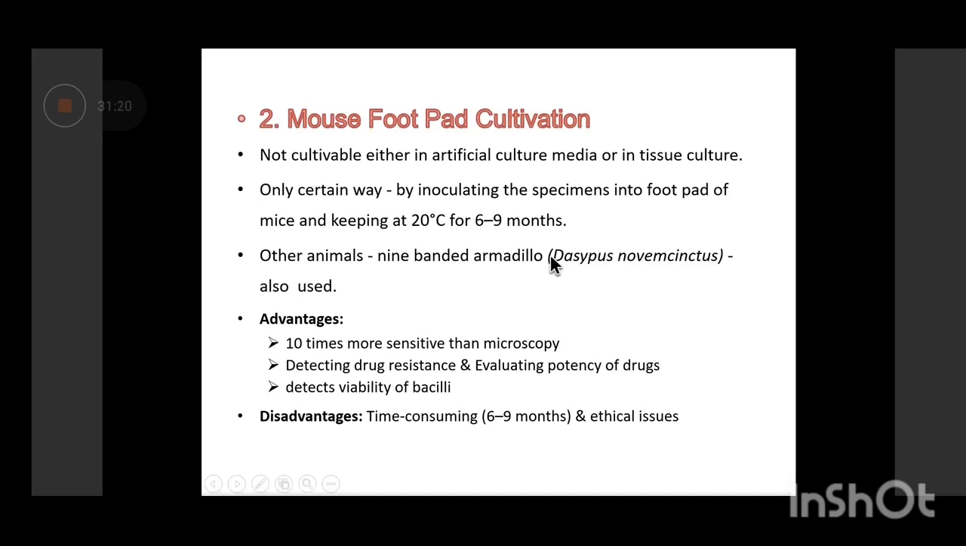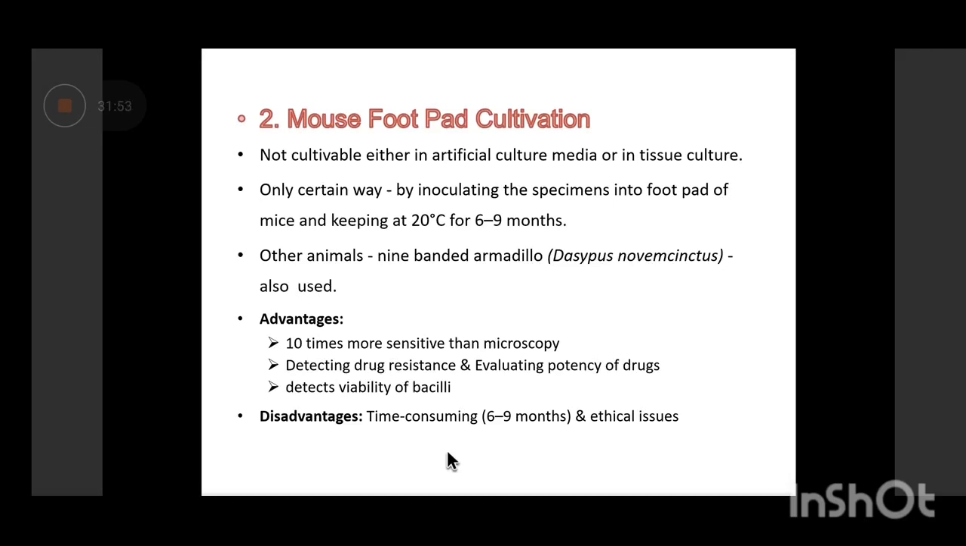The mice are kept at 20 degrees centigrade for 6 to 9 months. Or we can use the armadillo, the nine-banded armadillo. It is more sensitive, because we are culturing the bacteria in the animal, so the sensitivity increases. Since we can grow the organism, we can detect drug resistance and evaluate the potency of drugs.